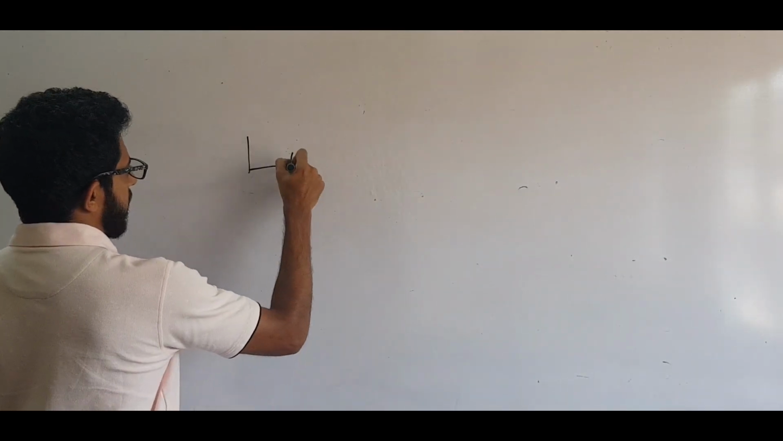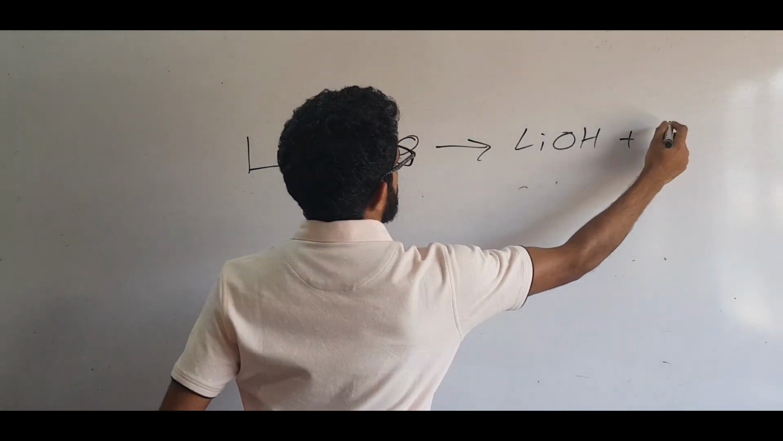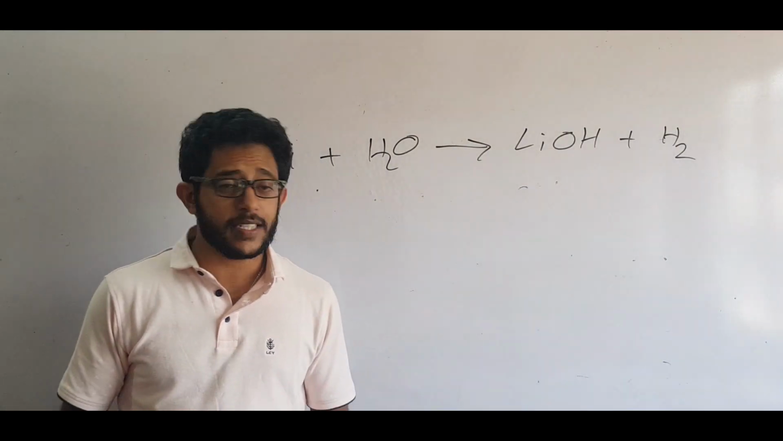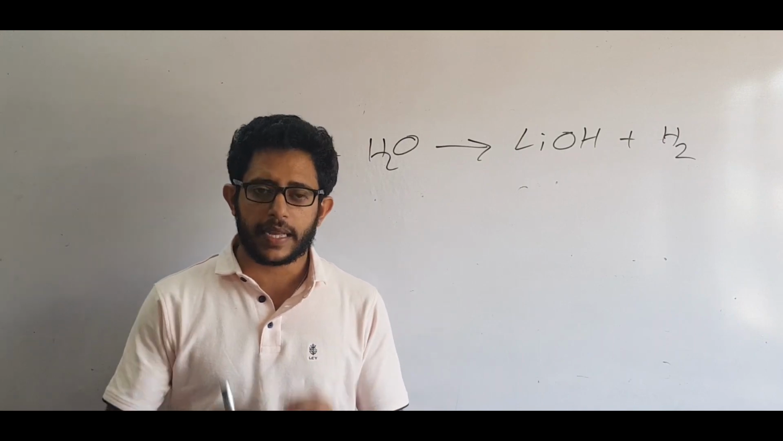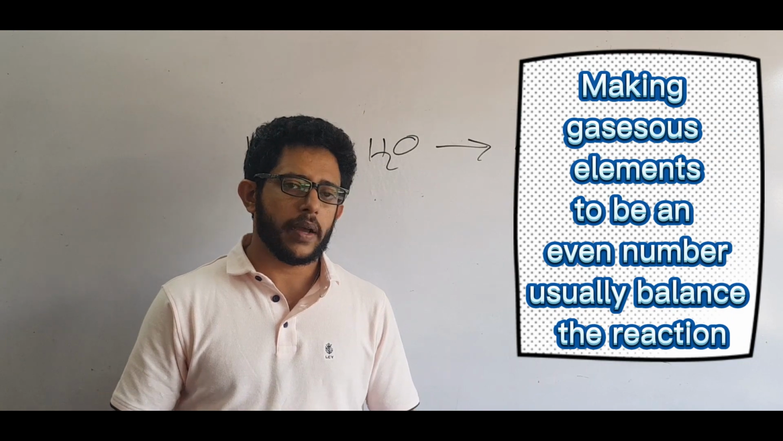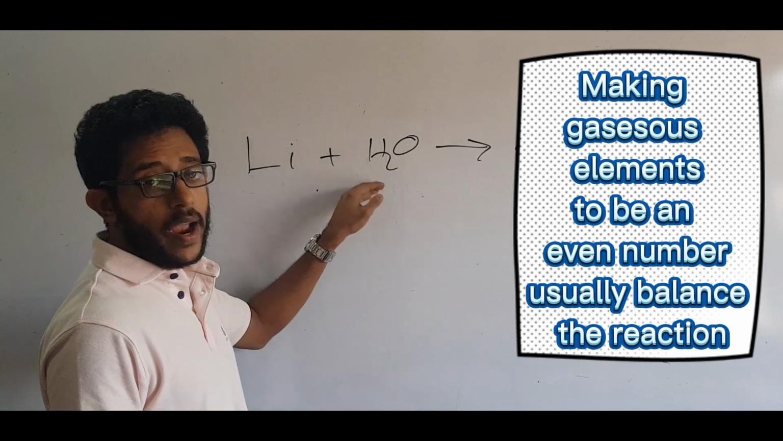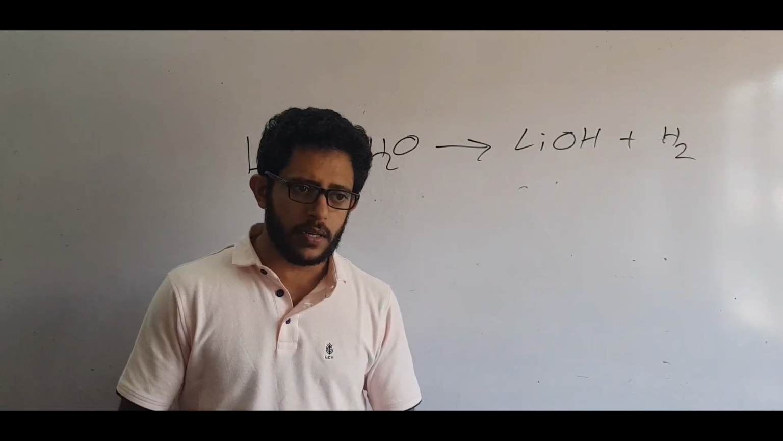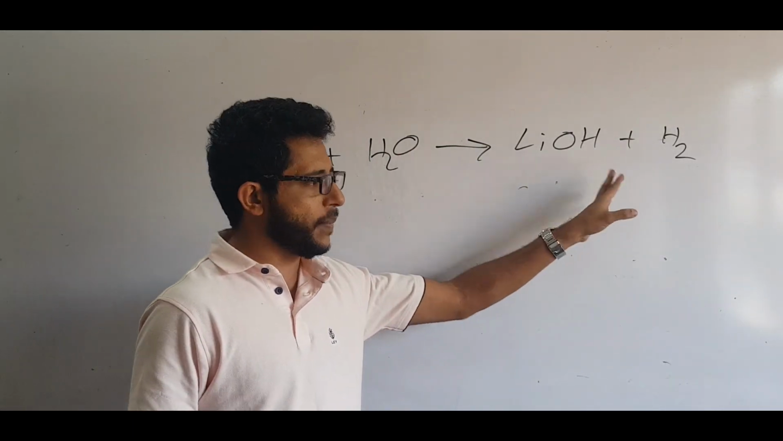Let's write another reaction. Lithium reacts with water to produce lithium hydroxide and hydrogen gas. The common thing to understand here is this is not a rule, but if you can make the gaseous atoms become an even number, it usually gets balanced. Here the gaseous elements are hydrogen and oxygen. So if you can make the gaseous elements become even, normally the reaction is balanced. You can't change the formula, you can only put the numbers in front.